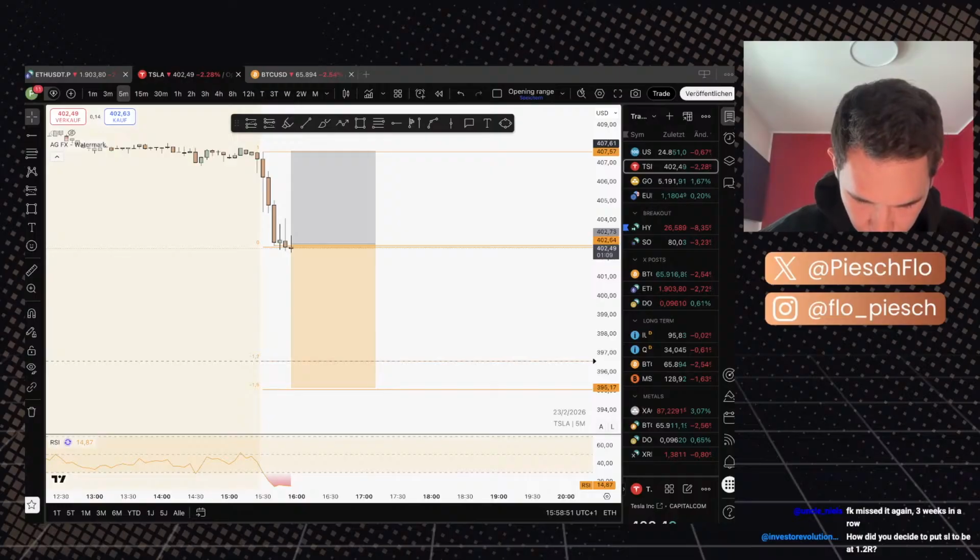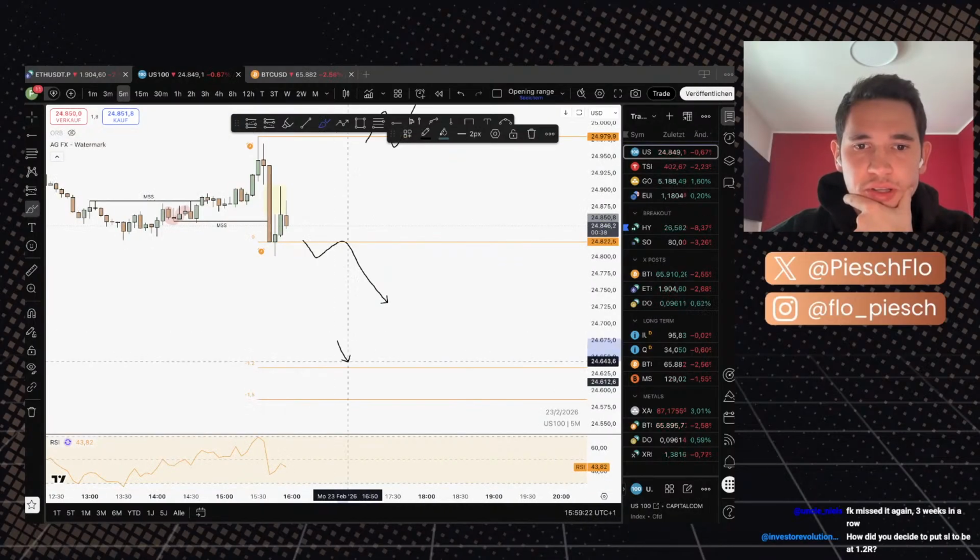How did you decide to put stop loss to break even at 1.2 hours? So here for Tesla, I'm not putting it break even. On NQ, I put it break even on 1.2 hour. And why? Because my data showed me that this is the perfect point to set it break even. Collected a lot of data, all that I teach in my program from next month on.